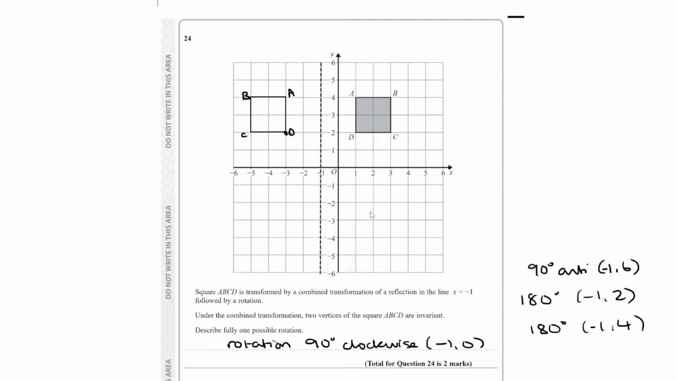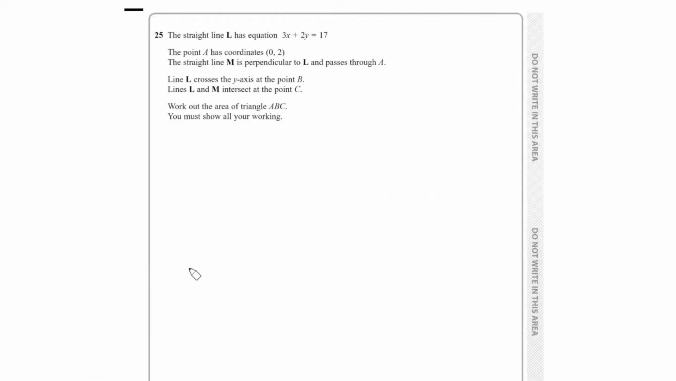Okay, let's do our last question. This one is 5 marks, but it's not too bad if you can get your head around it.